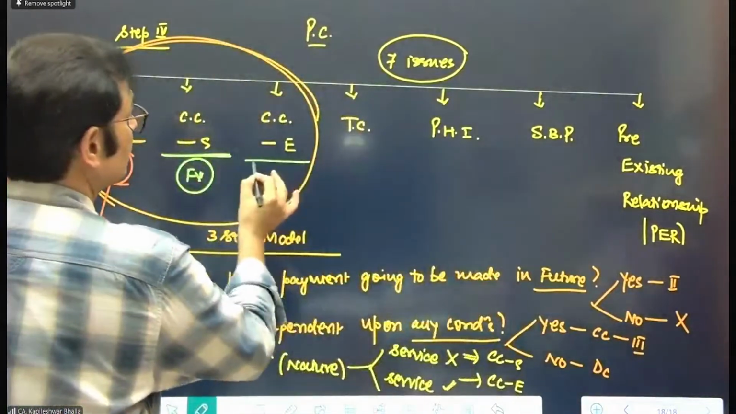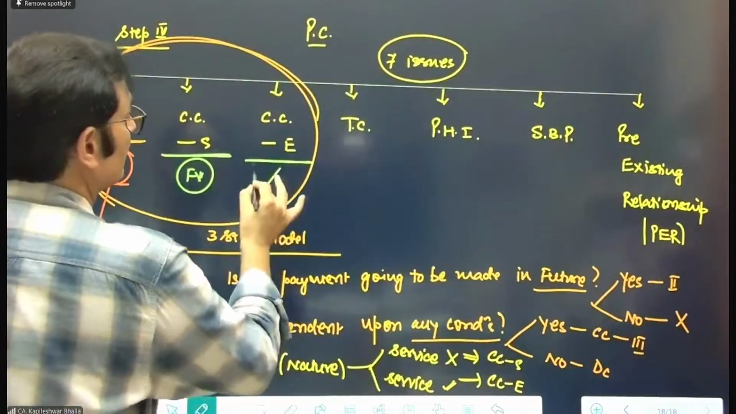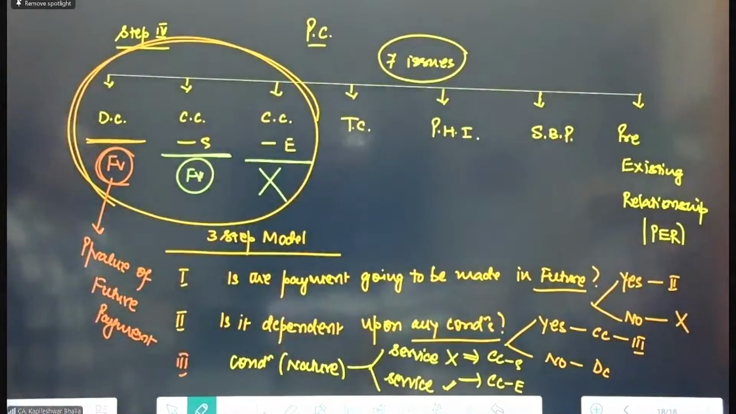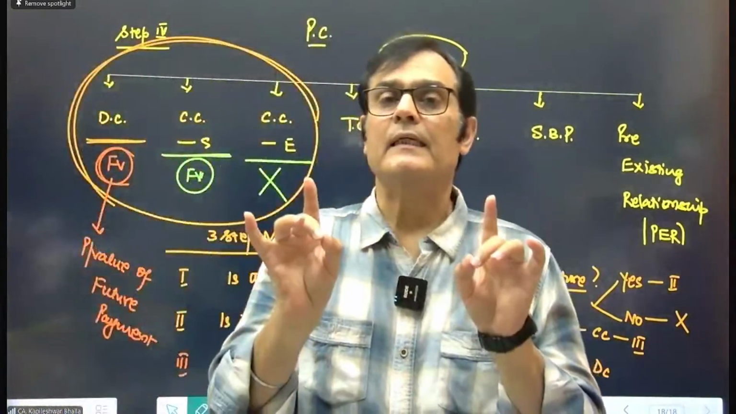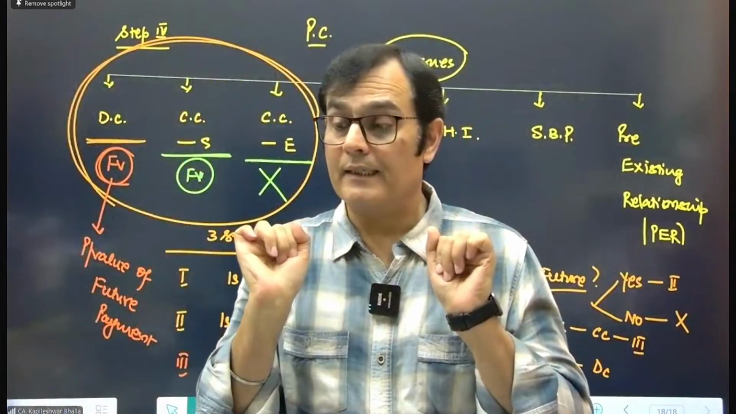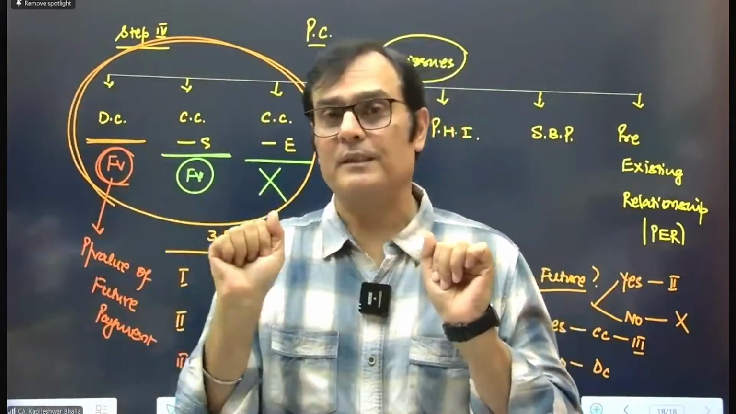If it is CC in the nature of employee payment, it's not a part of the purchase consideration. Let me just connect the dots once again out here. So we said... Sir, please explain the third step alone once again. Okay, I'm just consolidating all this input, no worry.